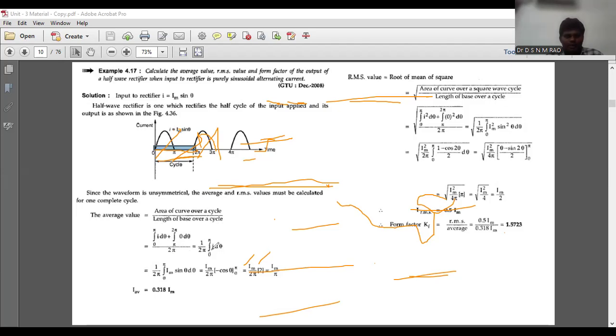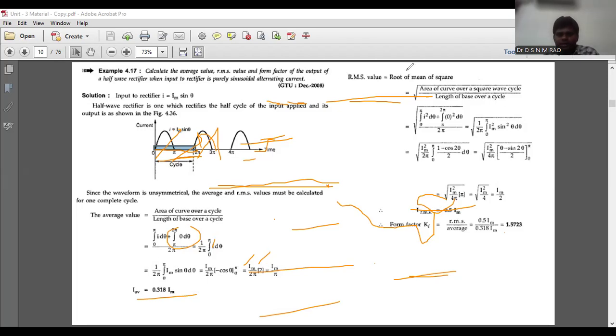So 1 by 2 pi into integral, this term will be 0. So 1 by 2 pi into integral 0 to pi of I d theta. I is nothing but Im sin omega t, varying sinusoidally from 0 to pi. So Im sin theta into d theta. So Im by 2 pi, the constant term, into integral sin theta, which is minus cos theta, then we apply the limits. So Im by 2 pi into 2 equals Im by pi. So the average value equals 0.318 times the maximum value of current.